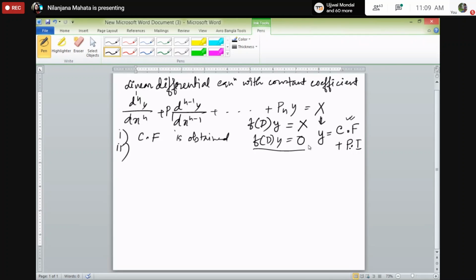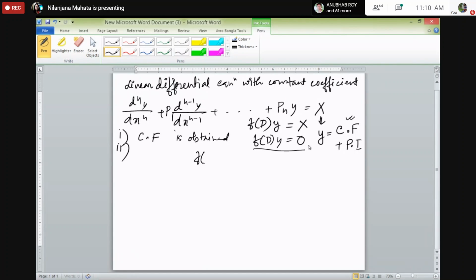Now this complementary function will have all the arbitrary constants. Suppose I have an nth order differential equation, so it will have n arbitrary constants in the general solution, and all the arbitrary constants will be in the complementary function part. For the particular integral, we will find a particular solution, and it won't contain any arbitrary constants, right? So how do we get the PI for the given equation?